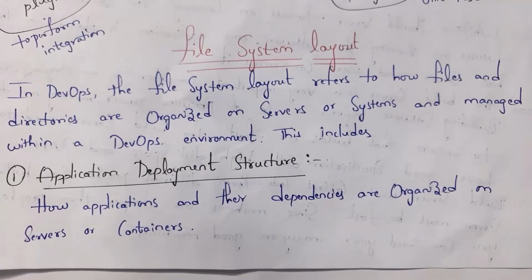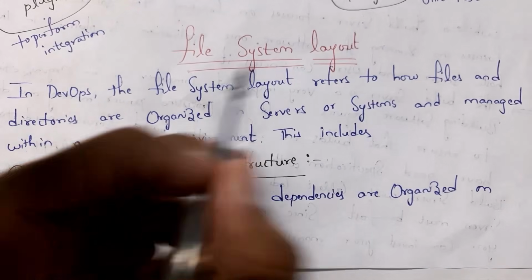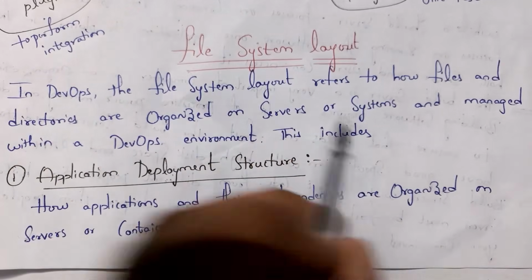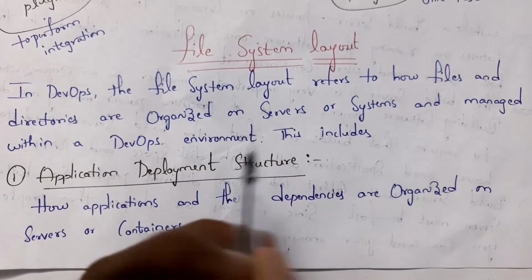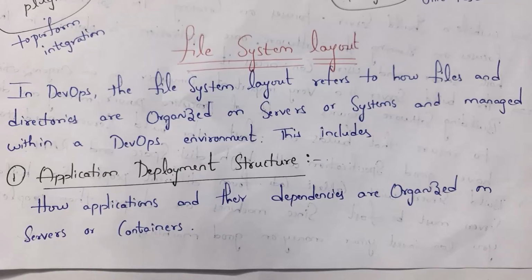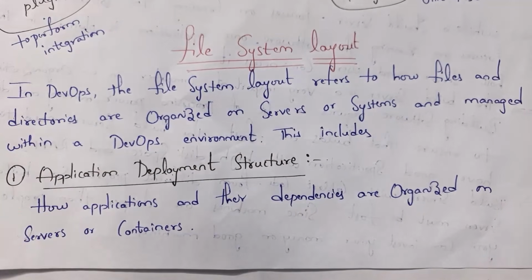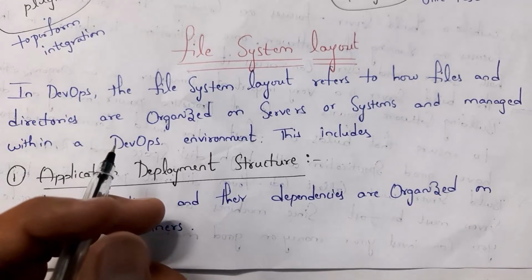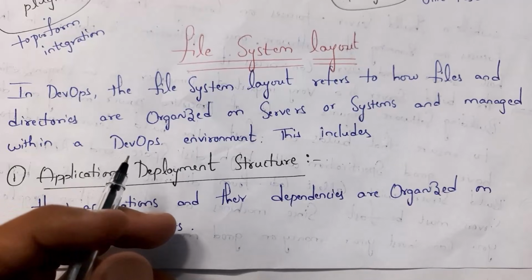Next, I will explain what is file system layout. In DevOps, the file system layout refers to how files and directories are organized on servers or systems and managed within a DevOps environment. Guys, file system layout is nothing but how files and directories are organized on servers. Directories are nothing but folders. In order to successfully build and deploy our software, we definitely need to arrange all files and folders in proper format. So arranging files and folders in proper format is known as file system layout.